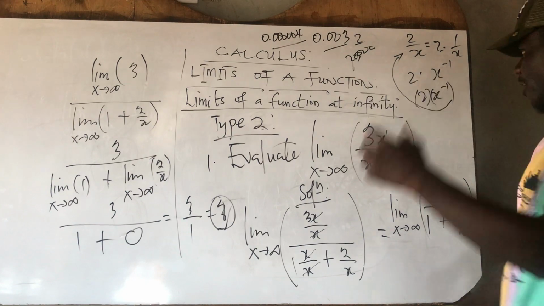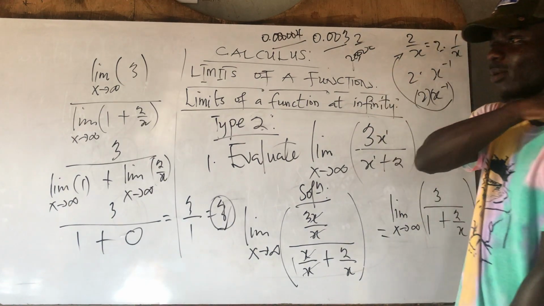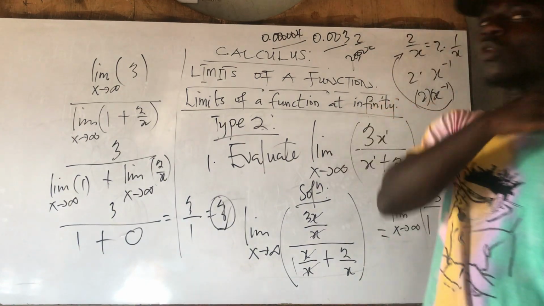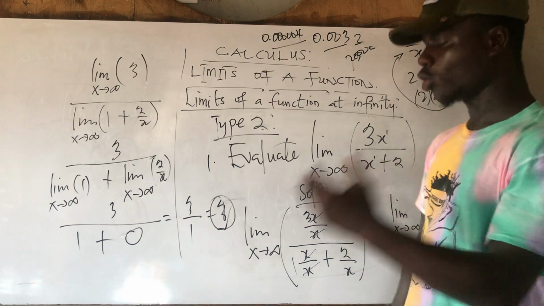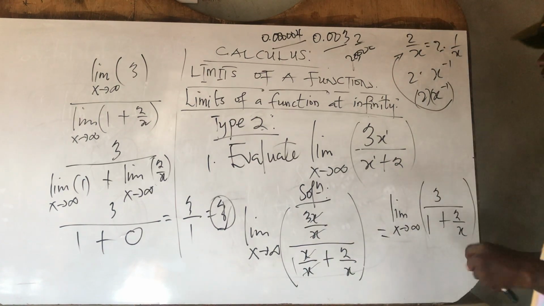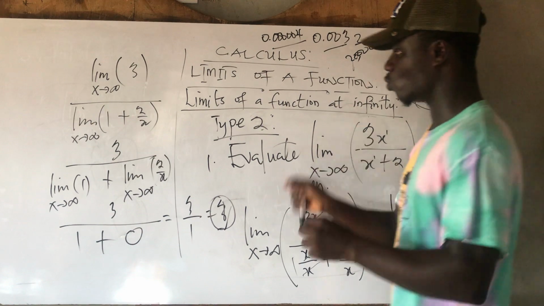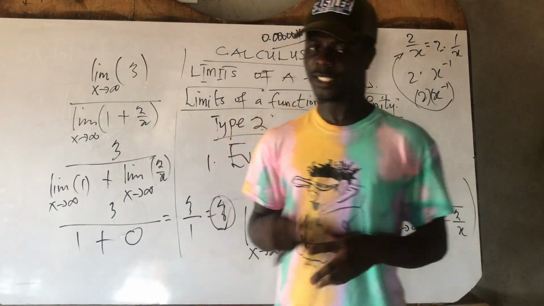When you get a variable at the numerator and a variable at the denominator, you cannot use the direct substitution to do it. You have to do some checks. Then you go back to the root 7, then you apply the laws of limits. You get that.